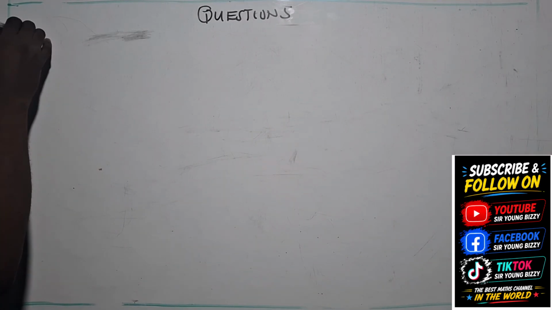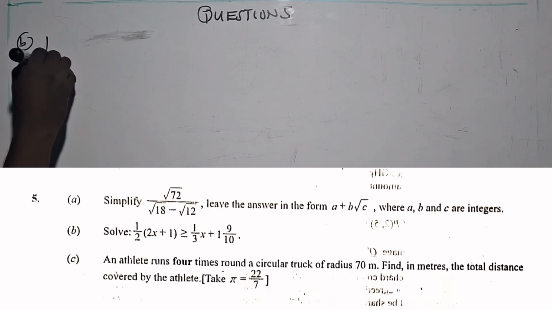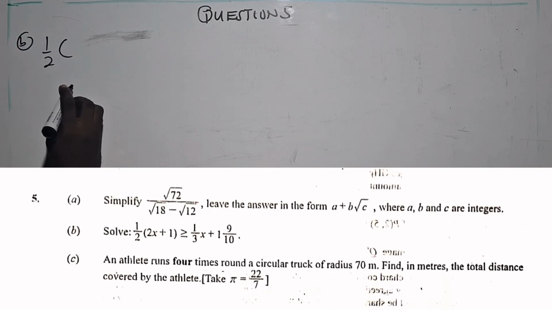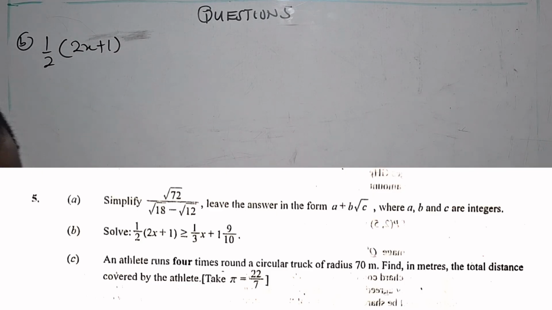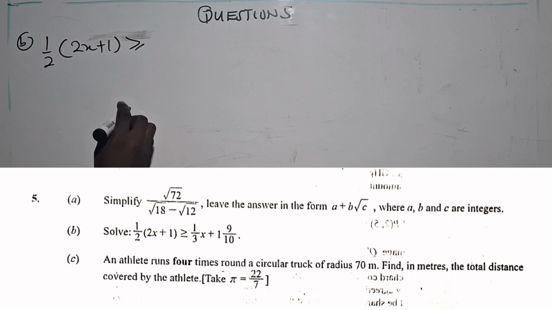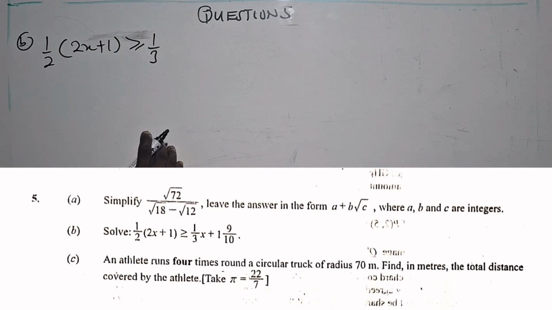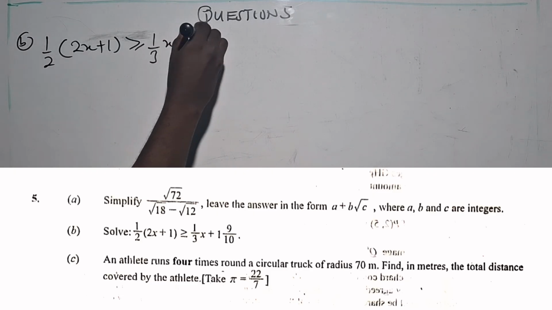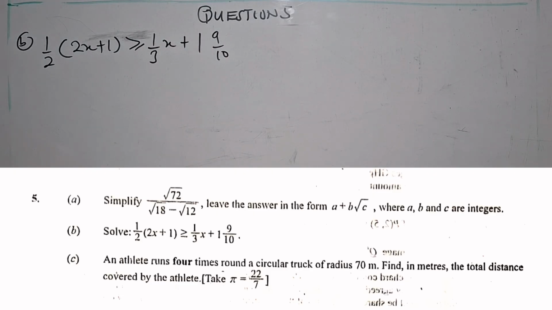Question 5B. Question 5B, so we should solve half bracket open, 2x plus 1, bracket close, greater than or equal to 1 on 3x plus 1 whole number 9 on 10. Yes, so under what topic is it?